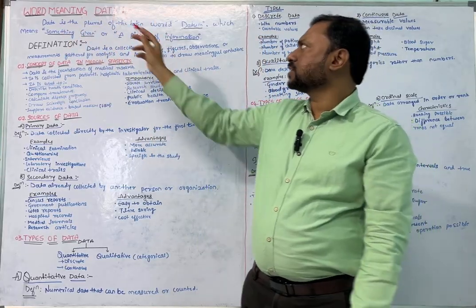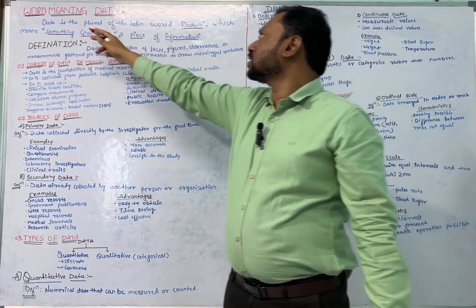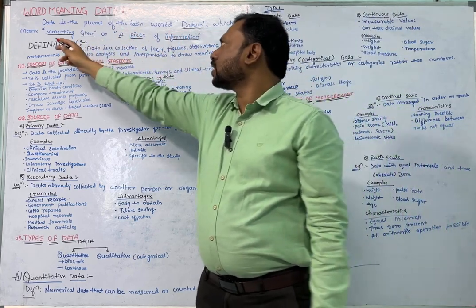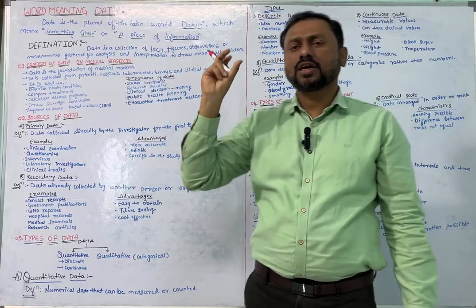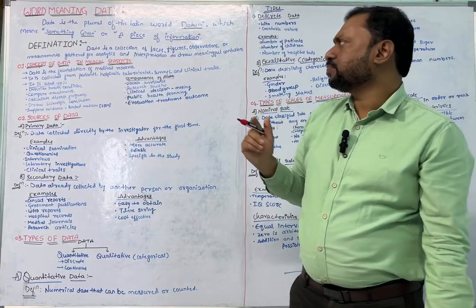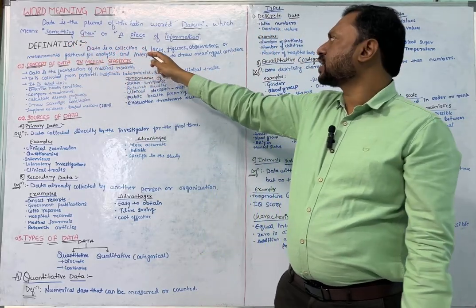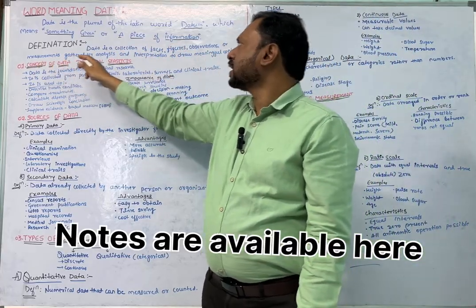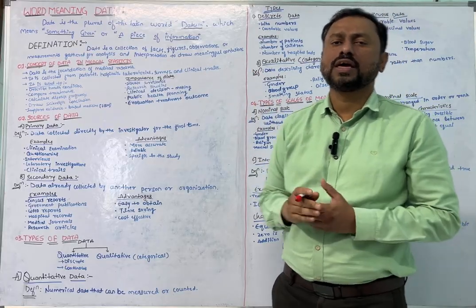So first of all, what is the meaning of the data? This term is the plural of the Latin word datum, which means something given or a piece of information. It means that a piece of information is called data. Now the definition: data is a collection of facts, figures, observations or measurements gathered for analysis and interpretation to draw meaningful conclusions. This is called data.